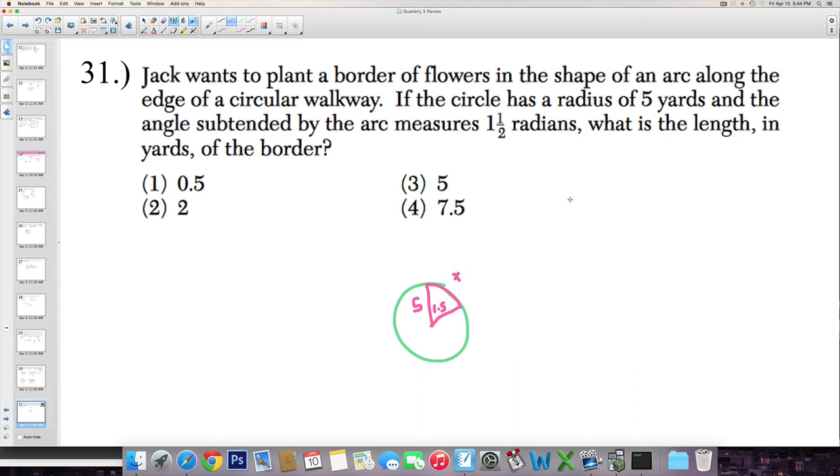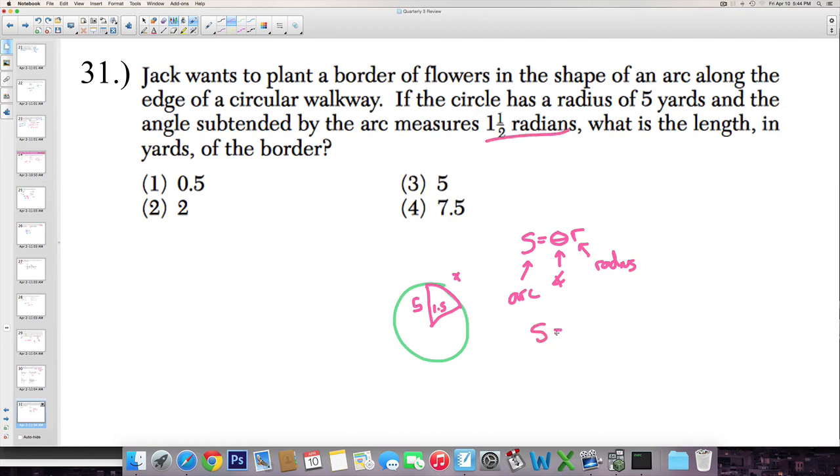So x. So this is a classic S equals theta r problem. S stands for your arc, theta stands for your angle in radians, and r stands for the radius. So we're in good shape because the angle already is in radians, 1.5 radians.